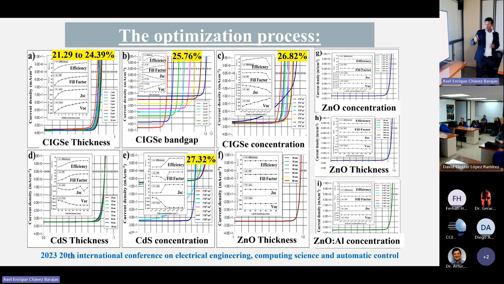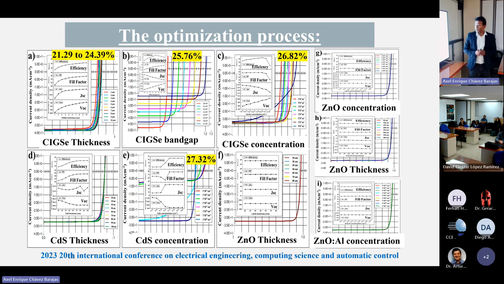Then after optimizing the band gap, we focused on the CIGS carrier concentration, and we varied it from 10 to the power 14 to 10 to the power 17 per centimeter cube. We observed that with increasing carrier concentration, at 5 times 10 to the power 16, we have the highest efficiency, 26.82%.